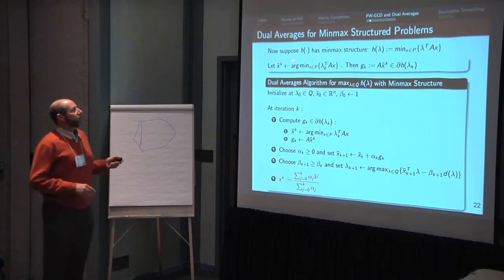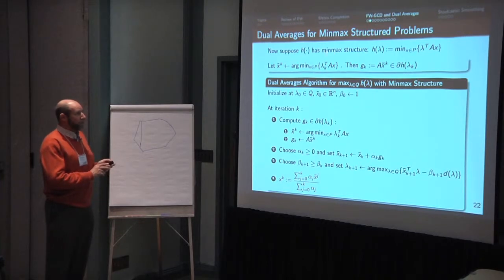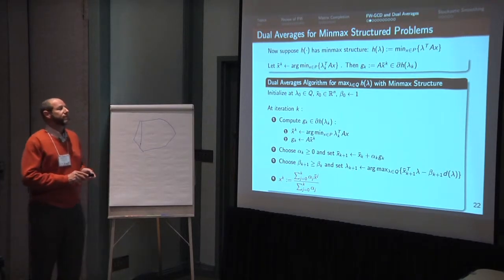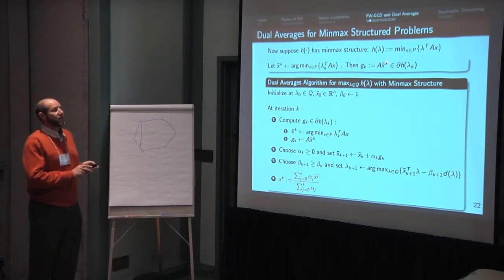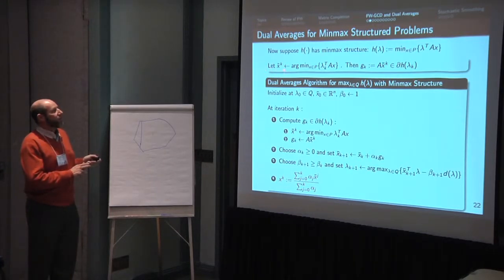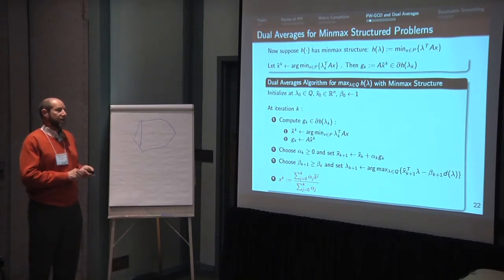Okay. So now let's suppose H has min-max structure, meaning H is, say, the minimum over x of p(x) plus lambda transpose Ax. Okay. And then if I have min-max structure, I solve my x tilde k to be the arg min here.